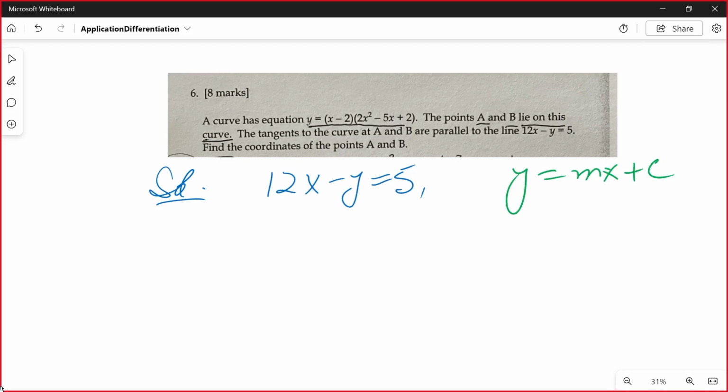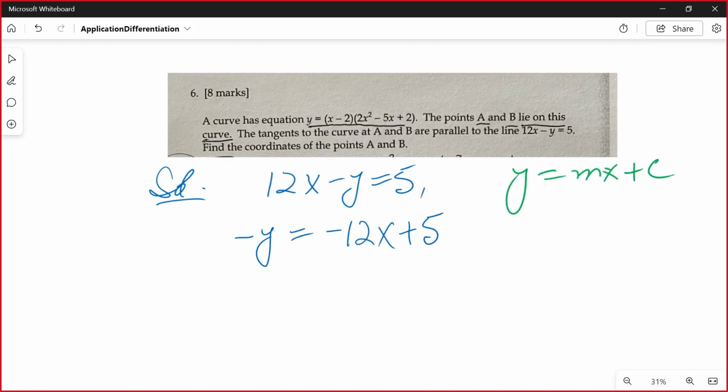Y has to be written as equal to something, because that's the standard form. We have to rearrange this equation into the standard form. So minus y will be equal to, taking plus 12x to the other side, minus 12x plus 5. Is it clear?